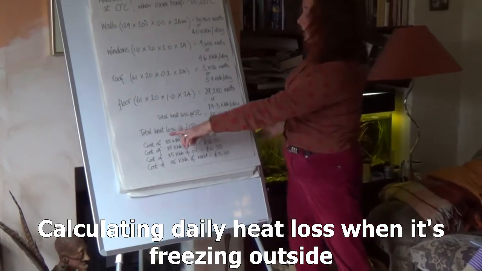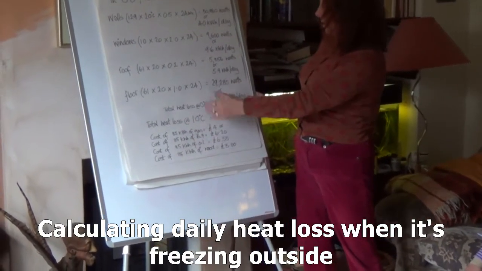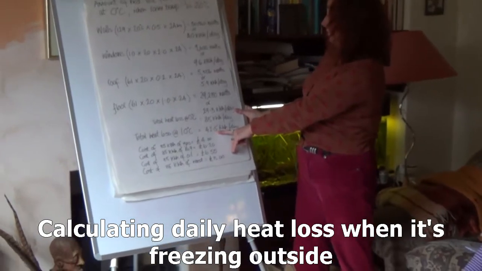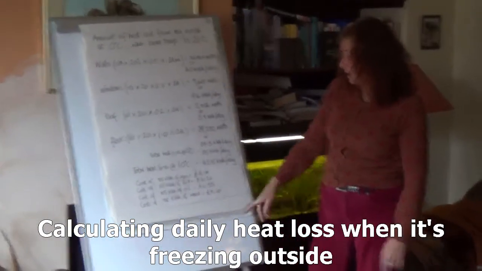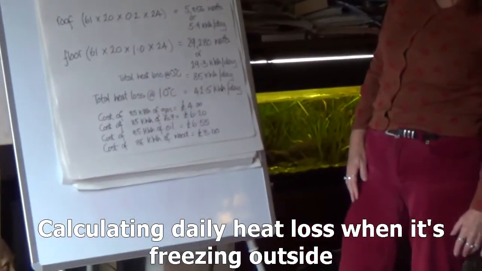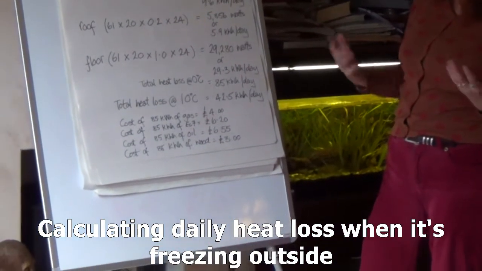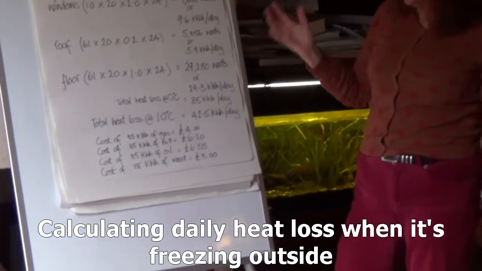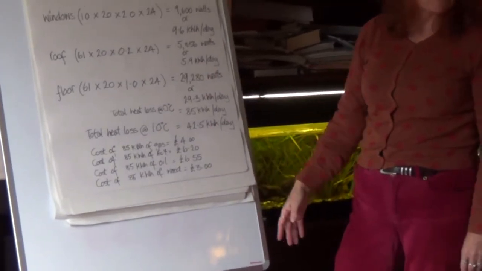If the temperature outside is 10 degrees C, it's half that. It's only 42.5 kilowatt hours per day. And the cost of that would be massive if I was to try to keep the whole house at 20 degrees when it's freezing. I wouldn't be able to afford it.